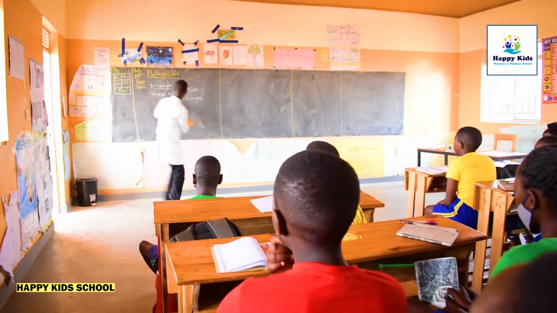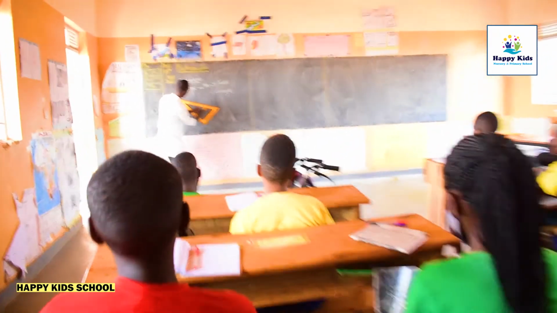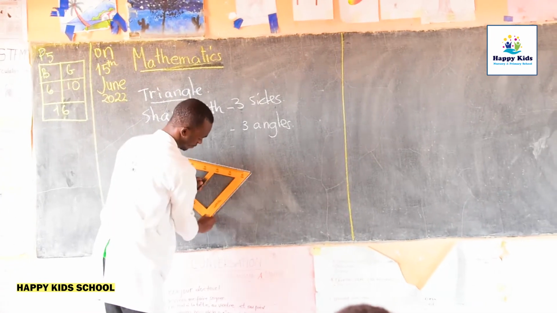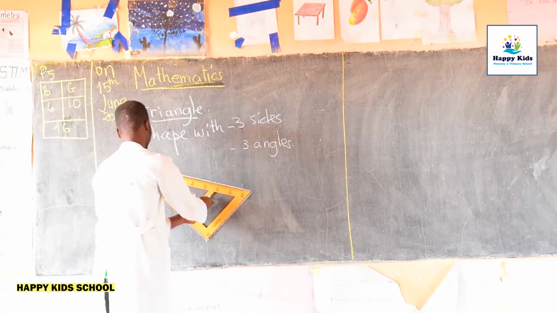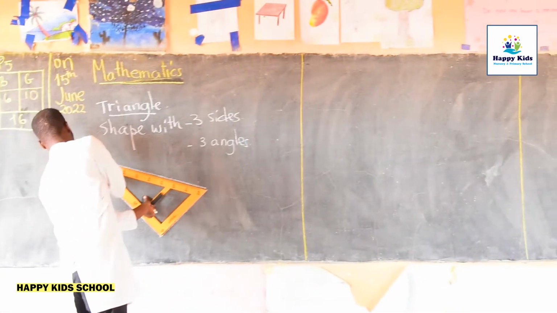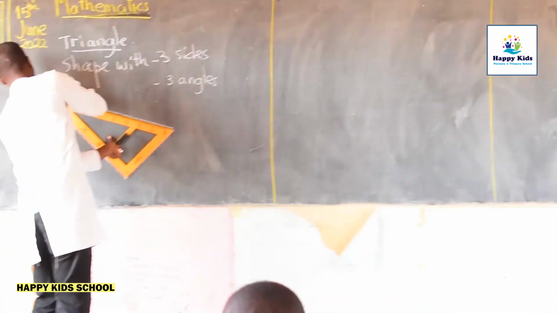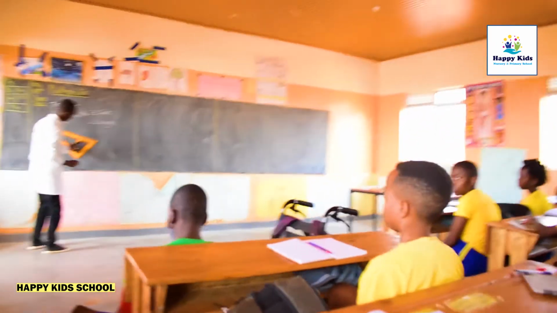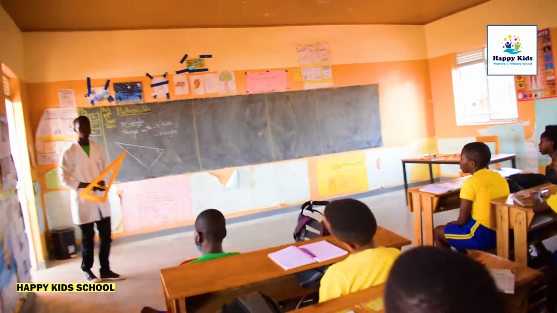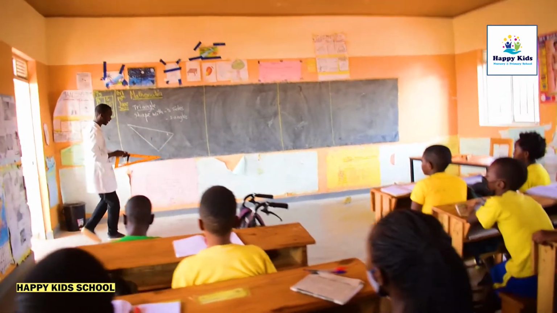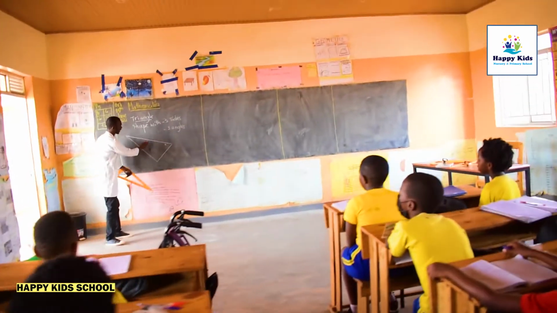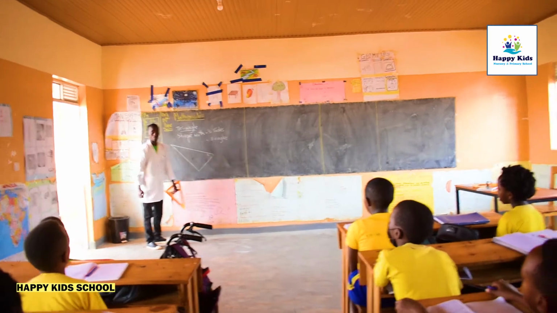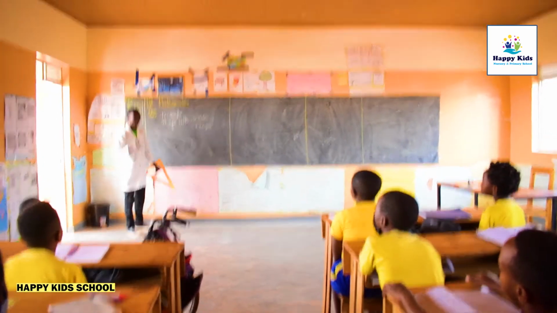Let me first simply draw this triangle. Here we have a triangle. Can you see our triangle? Yes. For our triangle, we have said that it is having three sides: side number 1, side number 2, and side number 3. It has also three angles.